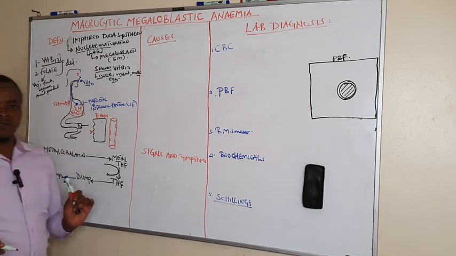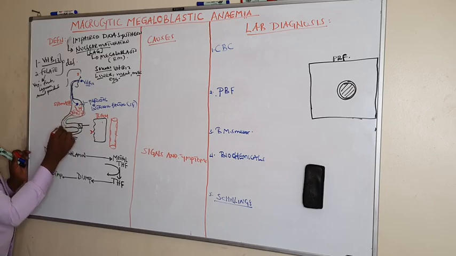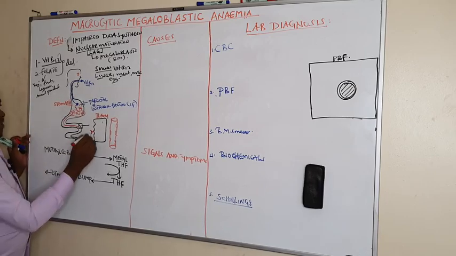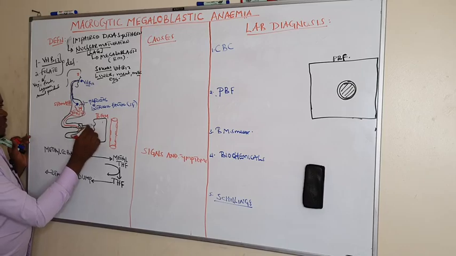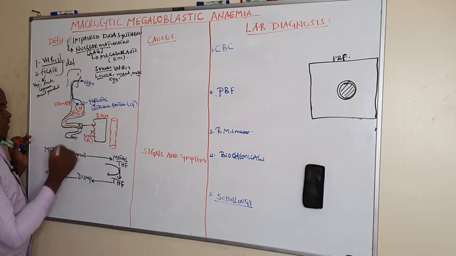It is this complex, the vitamin B12 intrinsic factor complex, that moves up to the ileum, and when it reaches the ileum, it attaches on its receptor. These receptors, which I have zoomed here, are known as cubilin receptors, or you can call them R receptors.